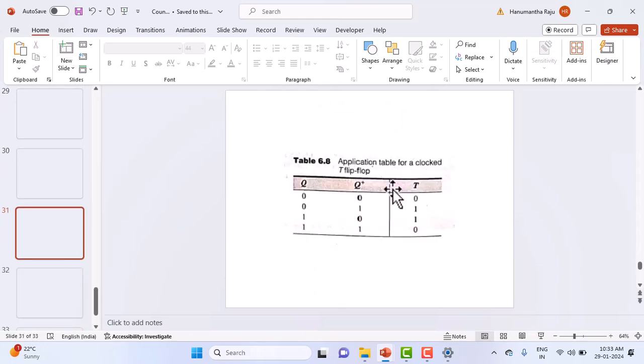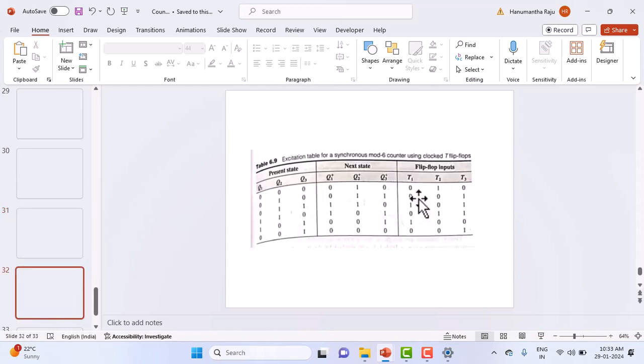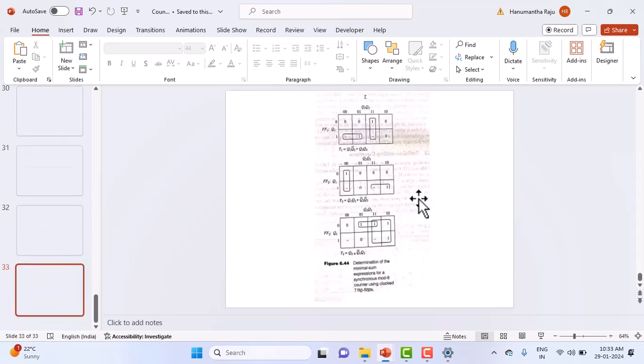Look at here, this is the application table for the T flip-flop. This is the excitation table for the T flip-flop. This is the Boolean equation for the T flip-flop. Here the logic network is not shown. We have shown it only for the JK flip-flop. For this, based on the Boolean equation here, you can construct the logic network. Understand? Any questions? This completes the counter design, and I hope you have got a lot more details related to the counter. Practice all this design.